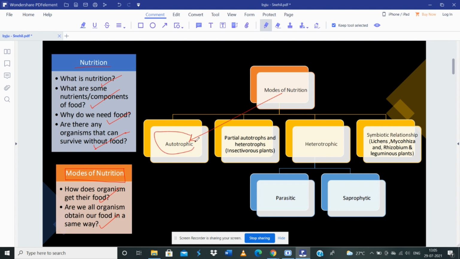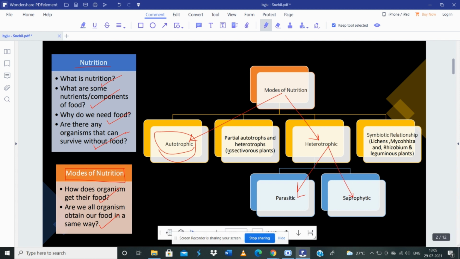In today's class we will discuss this in depth, and in upcoming classes we will discuss the heterotrophic mode of nutrition, in which an organism obtains food from some other organism because it cannot make its own food. This is of two types: parasitic mode of nutrition and saprotrophic mode of nutrition. We will also discuss a very interesting example, which is insectivorous plants. These plants are both partially autotrophic and partially heterotrophic, and we will discuss why that is so.